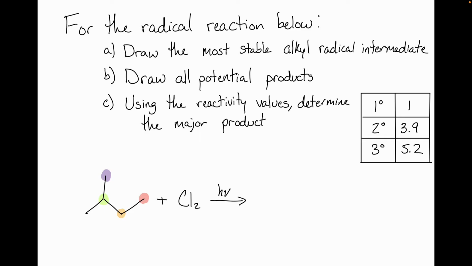All right, so first of all, which one of these carbons is going to form the most stable radical intermediate? What color? Anybody got it? It's going to be this one here, right? The tertiary carbon. Remember, the more carbon-carbon neighbors a carbon has, the more stable the radical.